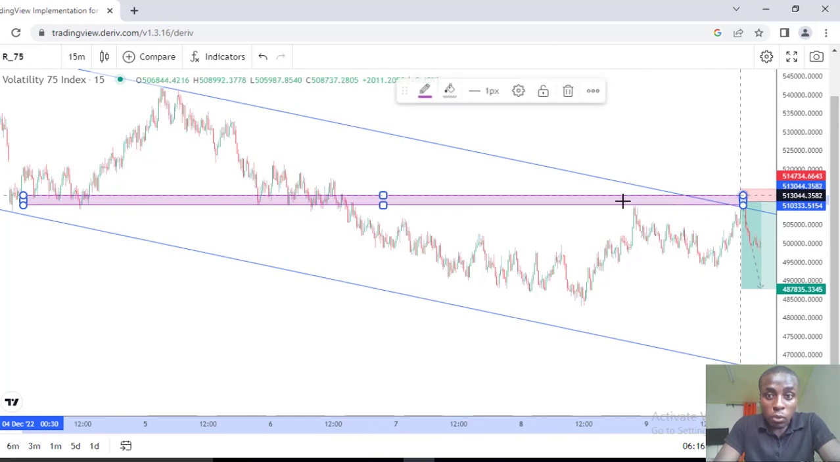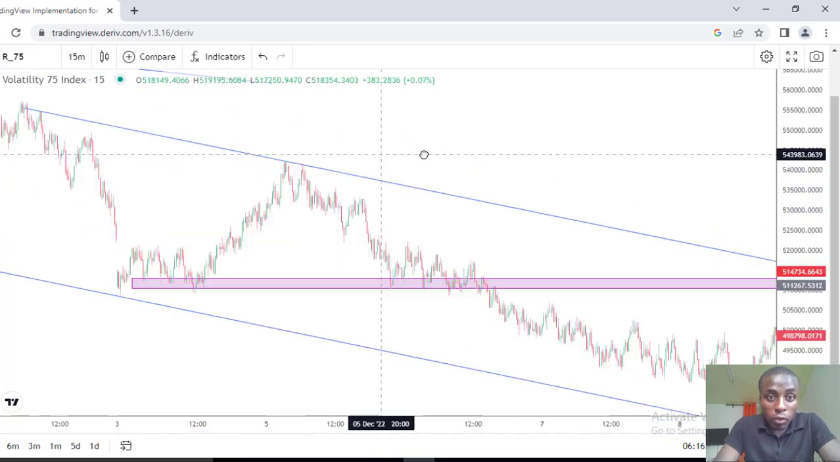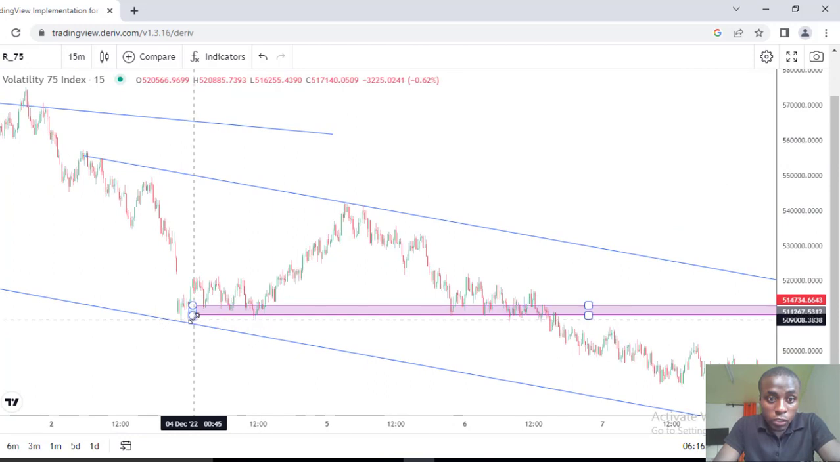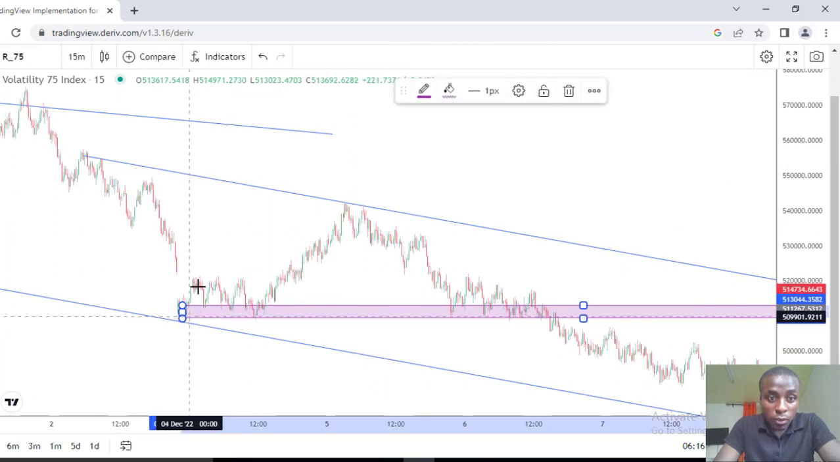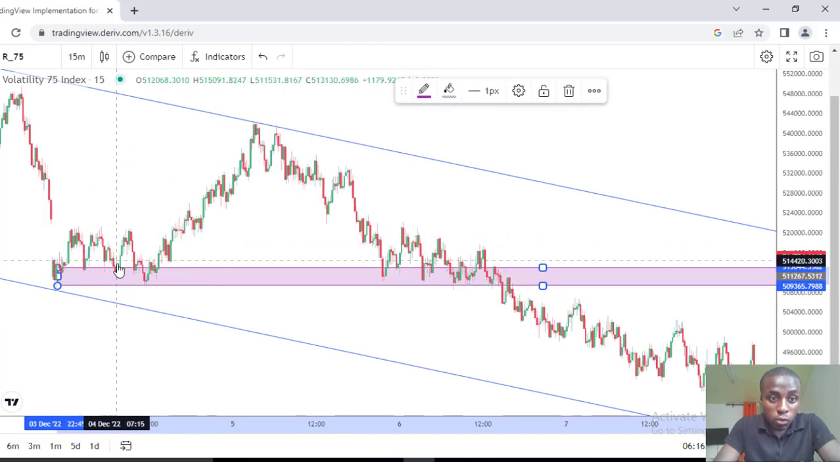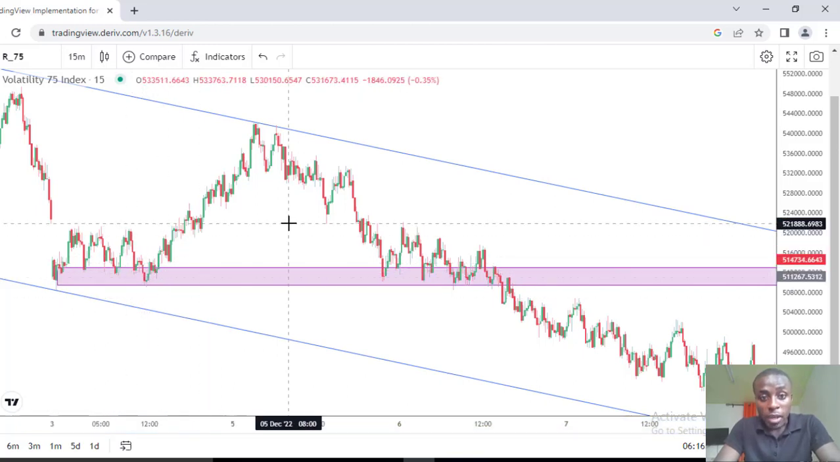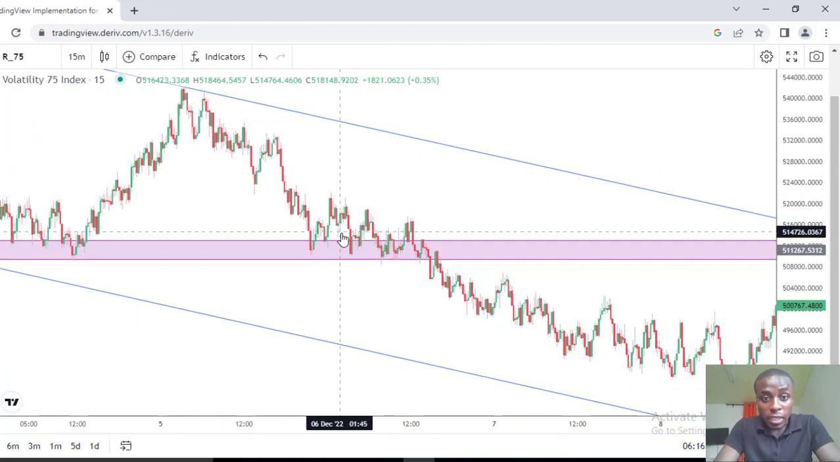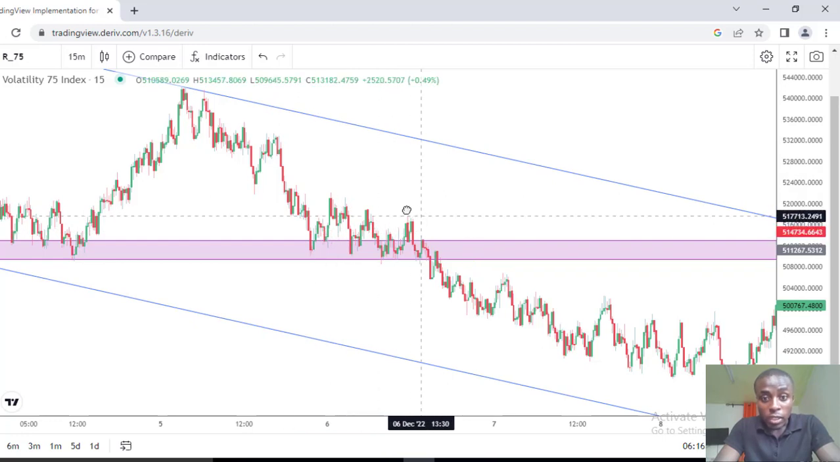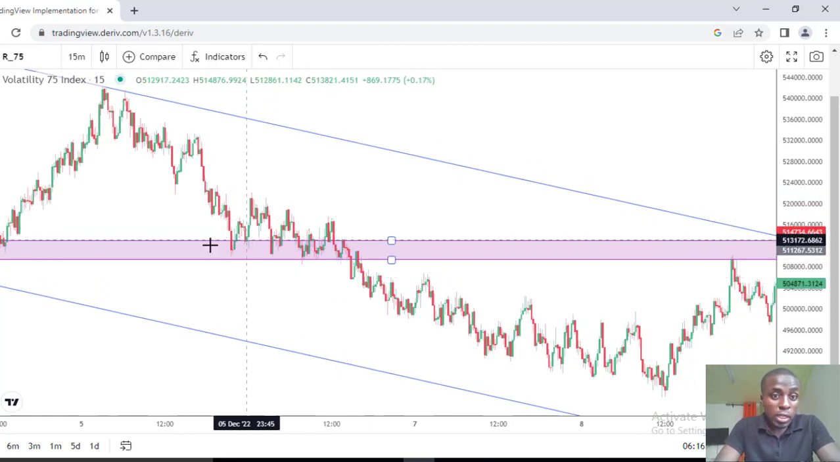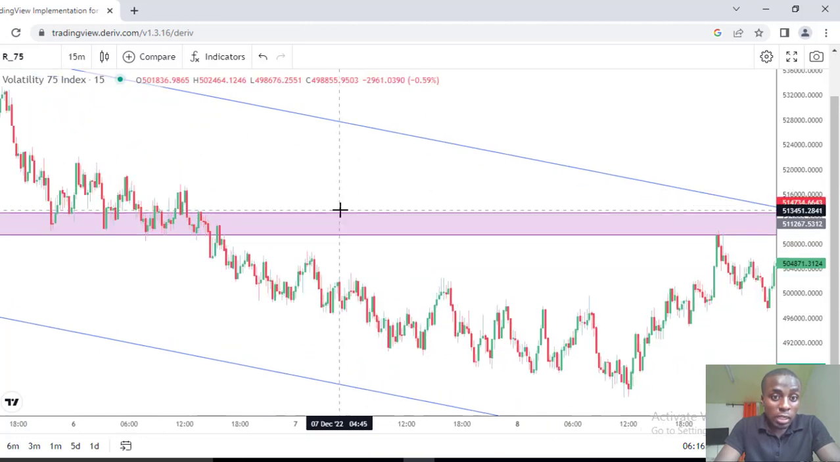So you connect. Now you see that here we had rejections as price was coming down. Price got rejected here once, twice, thrice. It was finding it difficult to break through this zone. We had more buyers, so price moved up, came back again, got rejected a couple of times before it finally broke out of this zone. Now this was a demand zone at that moment.